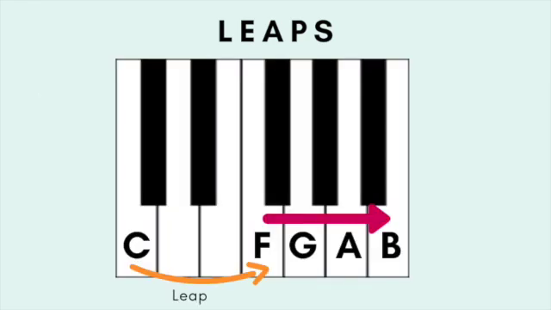Now on the piano, you can also see leaps. Here we have a leap between C and F. And as you go on, you can also make a leap between C and G, C and A, and C and B, thus giving us our definition of a leap, any note that is larger than a skip.